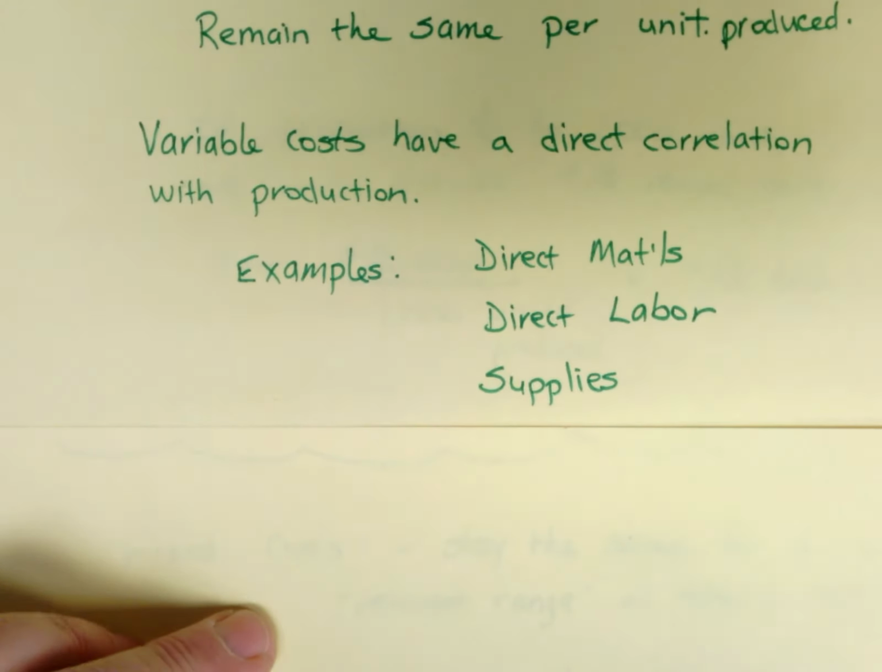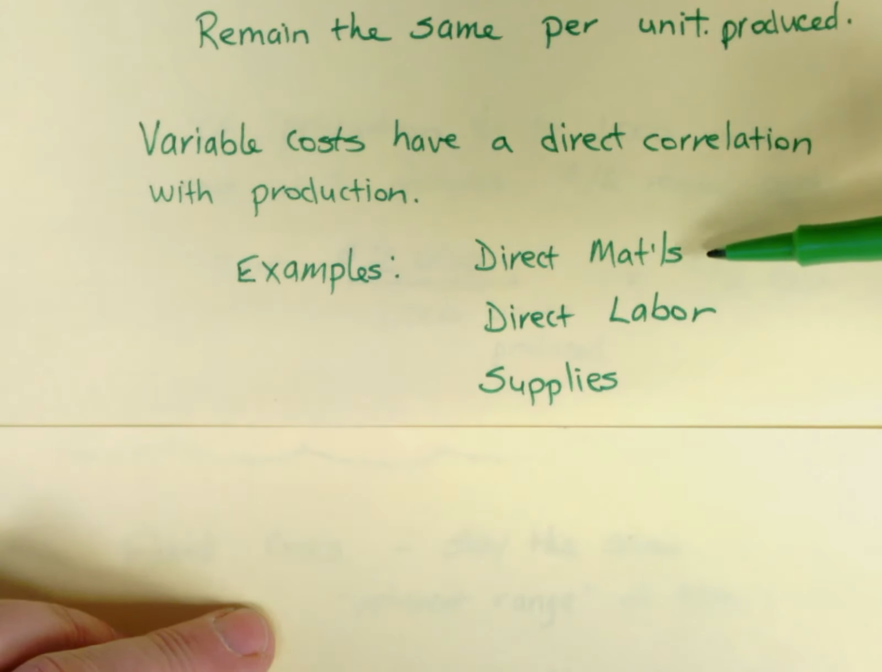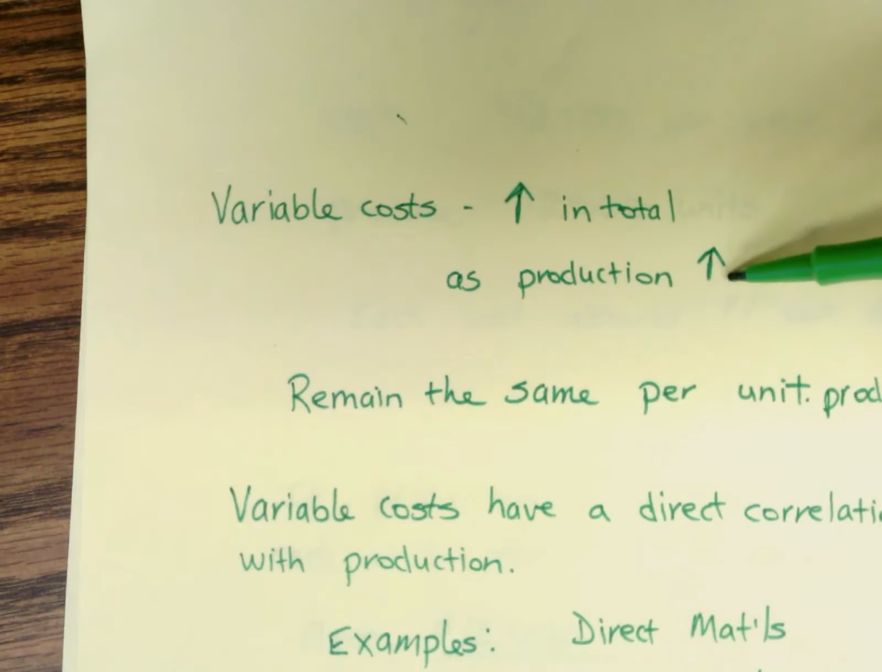For instance, if you're building bicycles, one of the components of direct materials would be the bicycle tires. If you make one bicycle, you need 2 tires. If you make 10 bicycles, you need 20 tires. So the total cost to your company for tires will go up. It's variable. It increases in total as production goes up. But each tire by itself, the cost of each tire remains the same, no matter what happens to production.